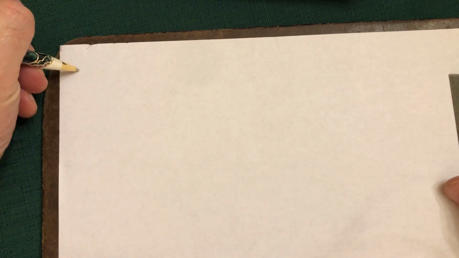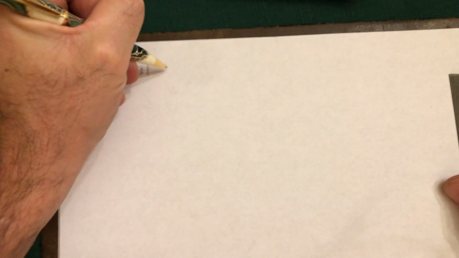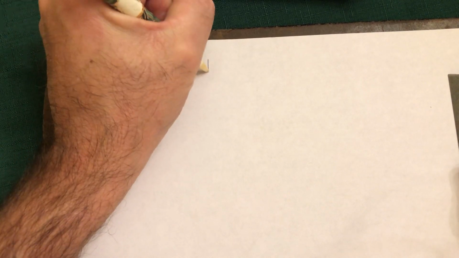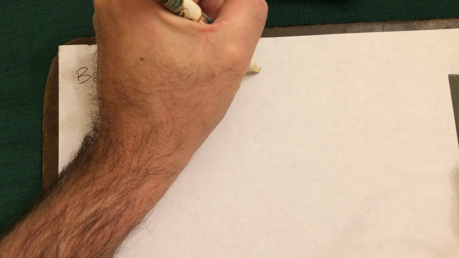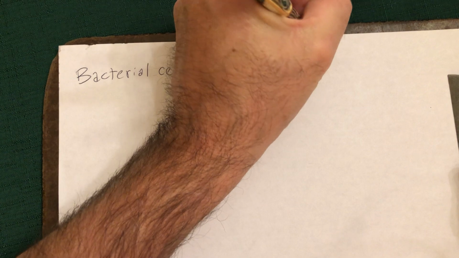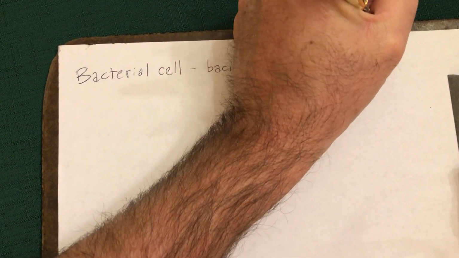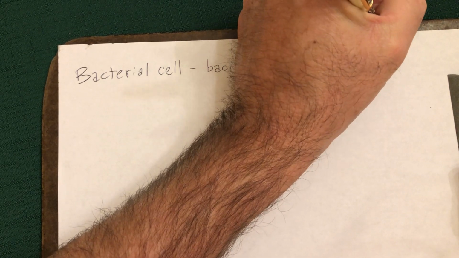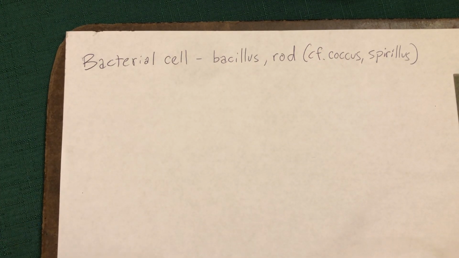Today I'm going to draw for you a bacterial cell. And this cell I'm going to draw for you is going to be a bacillus, also known as a rod. So it's not going to be a coccus. It's not going to be a spirillus. It's not going to be a sphere or a disc shape. It's going to be a hot dog shape or a rod.